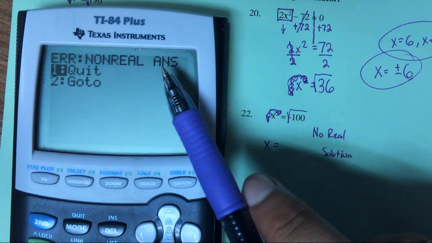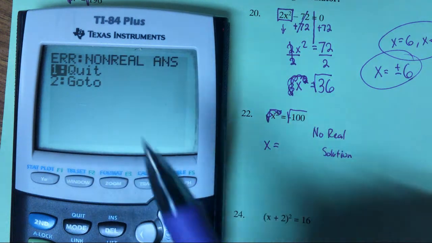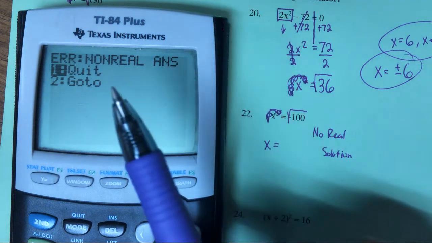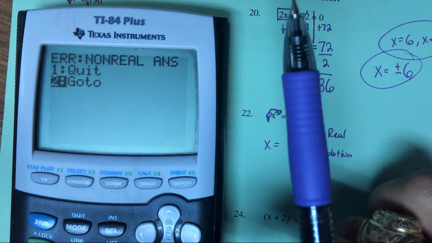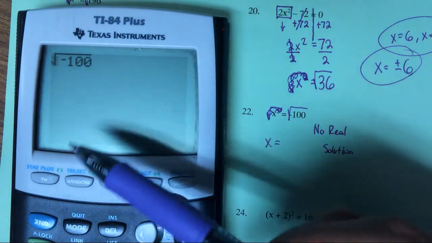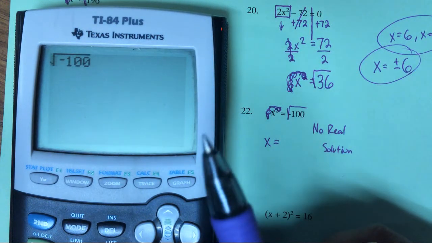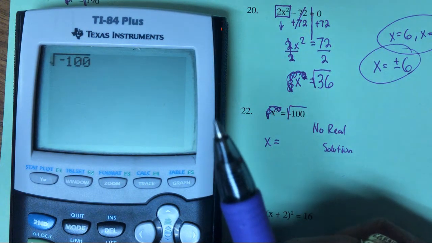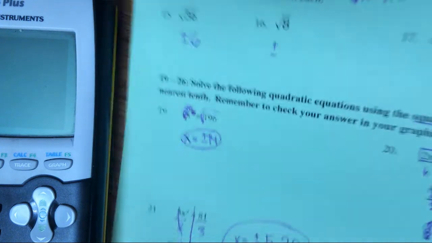Sometimes your error here will say syntax. If it says syntax, then that means that you typed something in wrong, so go back. So instead of going to quit, which is what we usually do, go down to go to, and that's going to take you to where your problem is. Now here I don't have an error, so it tells me that my error is this, the square root, which I guess if I cleared that, my problem would go away, but that's just how your calculator works.